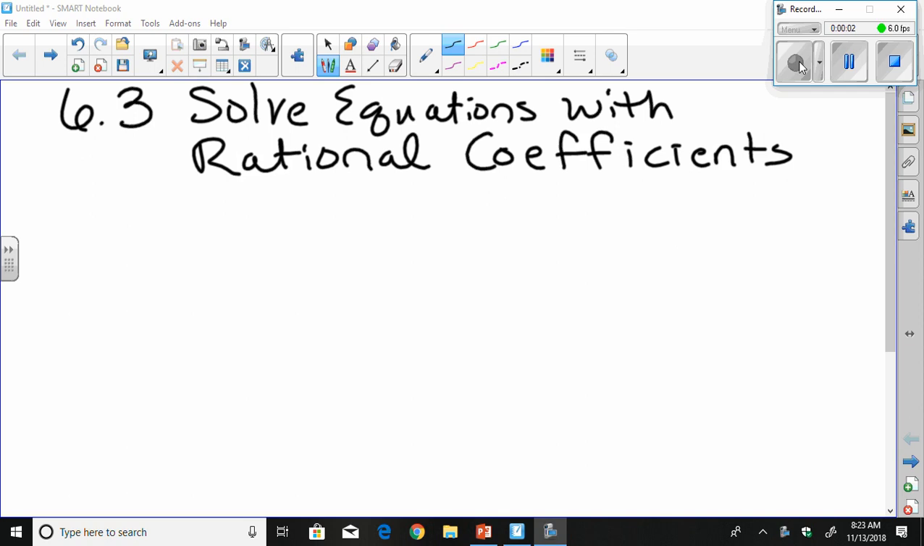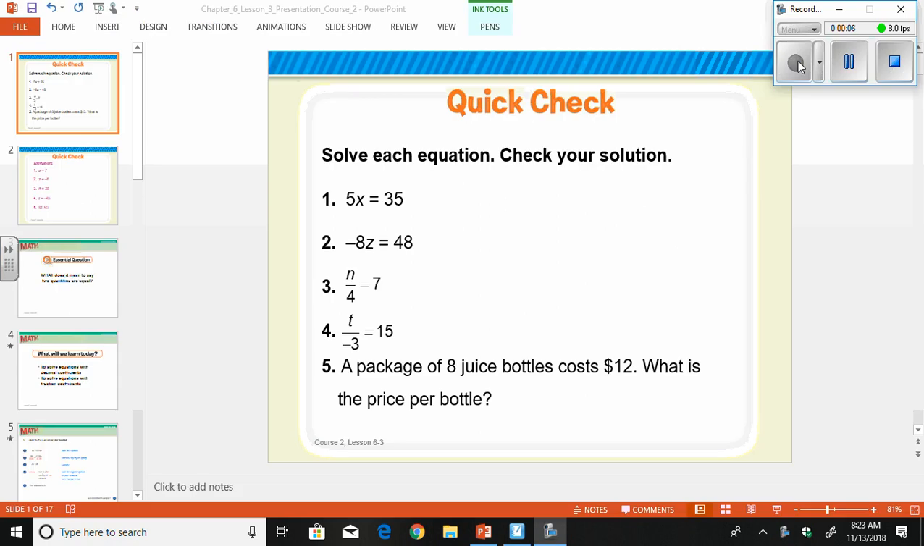7th grade, Chapter 6, Section 3, Solve Equations with Rational Coefficients. Of course, we're going to start with our quick check here, so checking your solution.